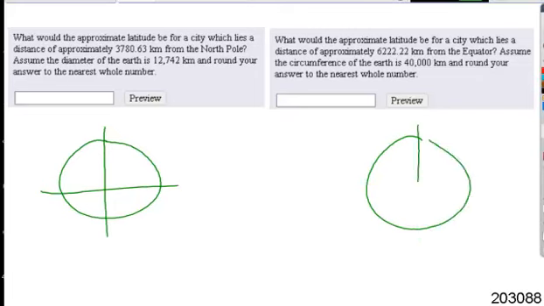There are different possible variations based on the equator, North Pole, and also circumference, radius, or diameter. So when you're looking at this, same idea. Start with my side view. I'm going to label what I have.